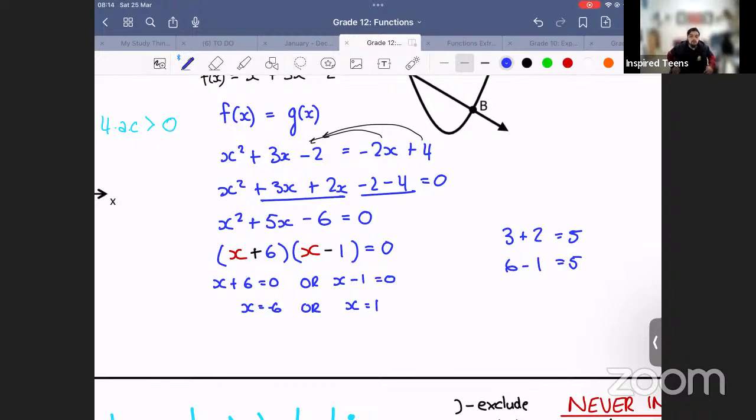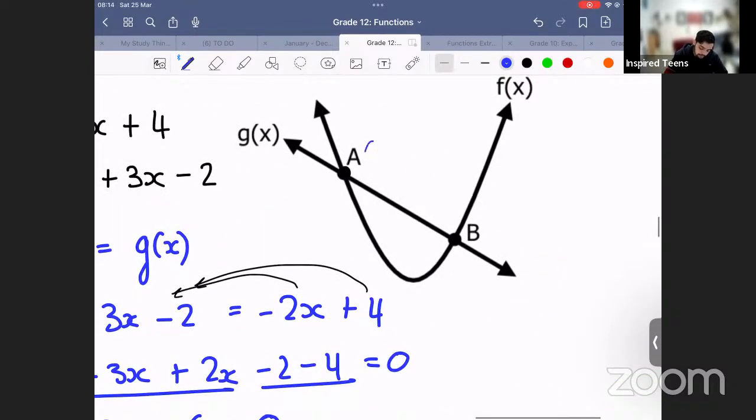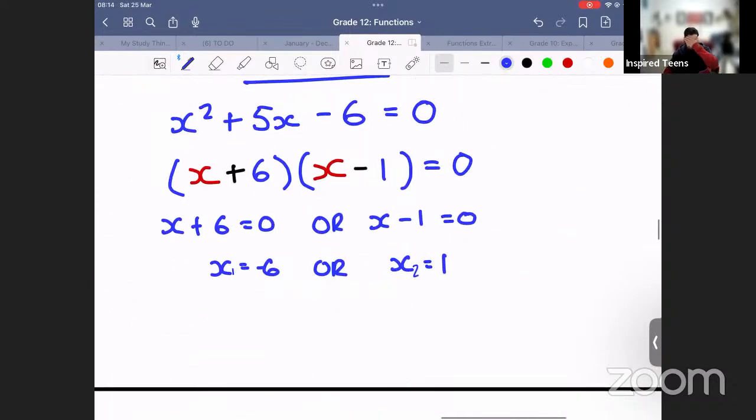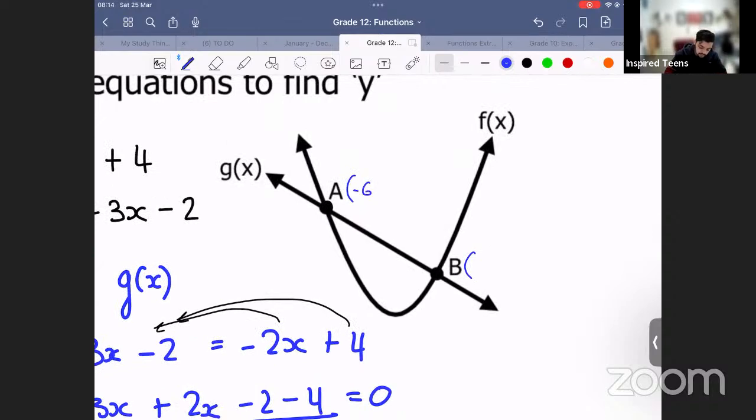Since I have equated the two equations and got the new equation that represents the intersection points, and I factorized it, these x coordinates, x1 and x2, are now basically my coordinates for A and B. If we consider which one is more to the left, that would definitely be -6, so it takes the more negative value. And then this is 1.